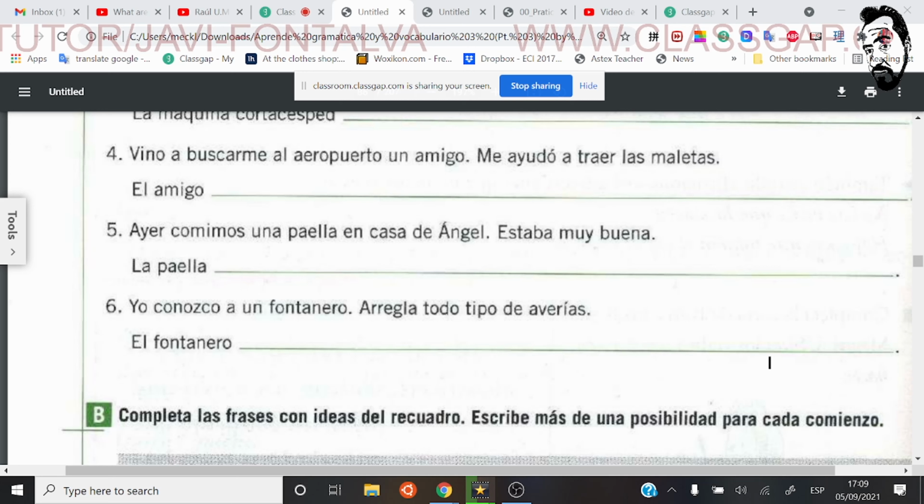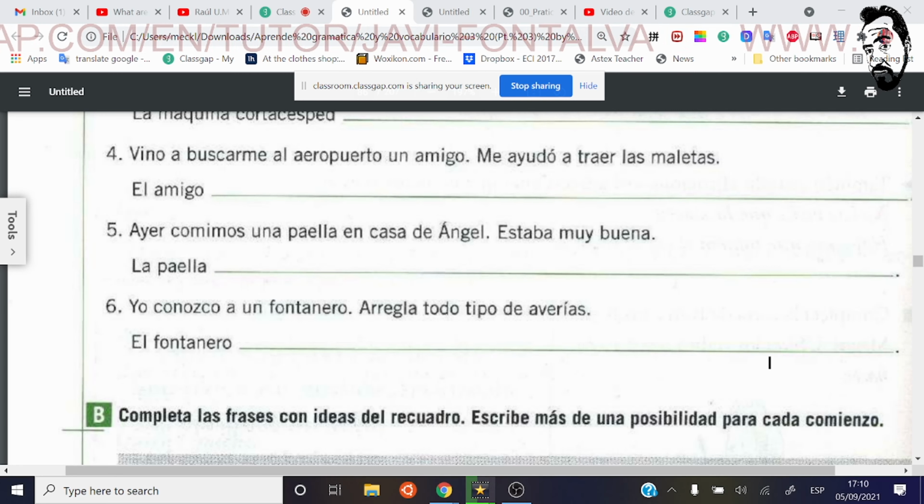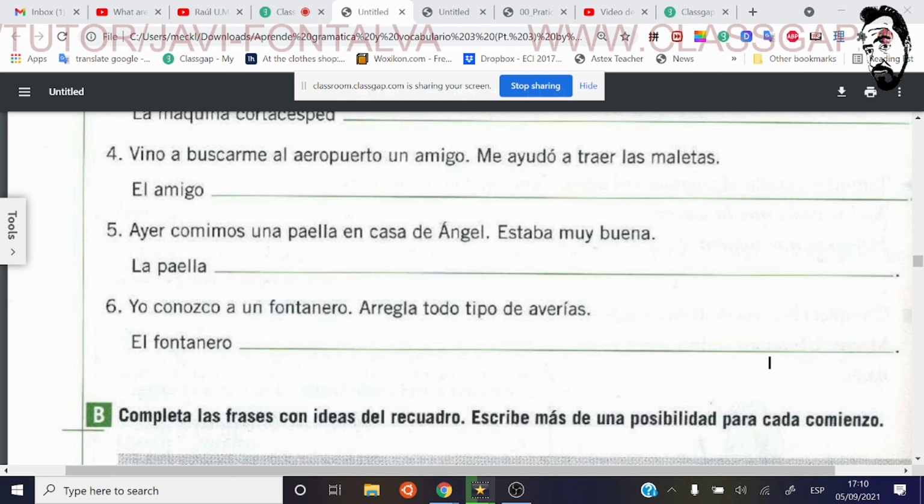Okay. Let's read the number 4. Vino a buscarme al aeropuerto un amigo. So a friend of mine came to find me, or to pick me up, basically. To pick me up at the airport. The other sentence. Me ayudó a traer las maletas. He helped me to bring suitcases. So what do you think is more important? The fact that he brought the suitcase or the fact that he came to look for me? So he came to look for me. Exactly. So that's the friend I'm talking about. The one who came to the airport.